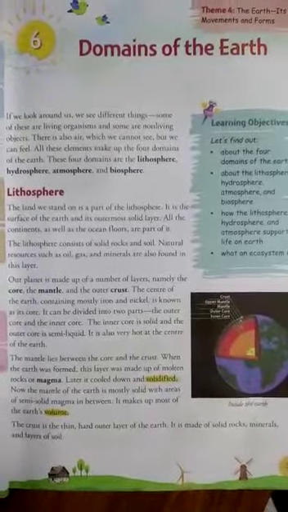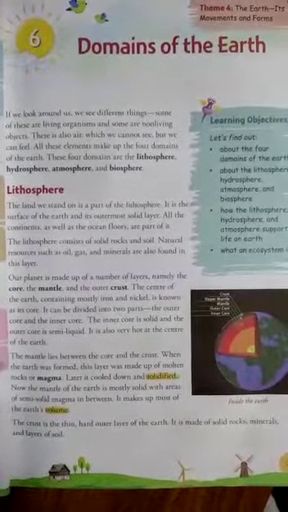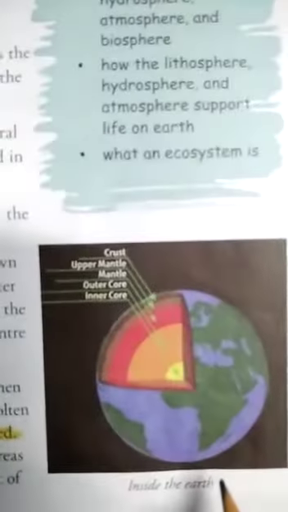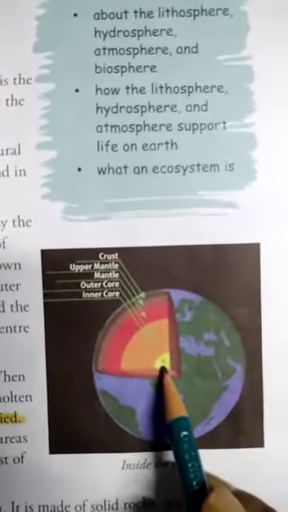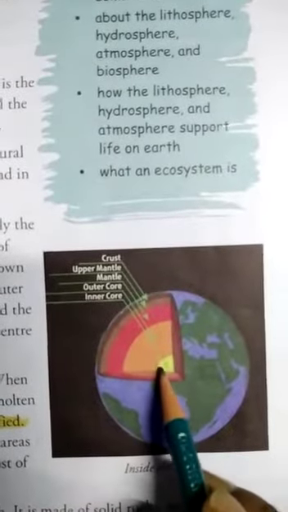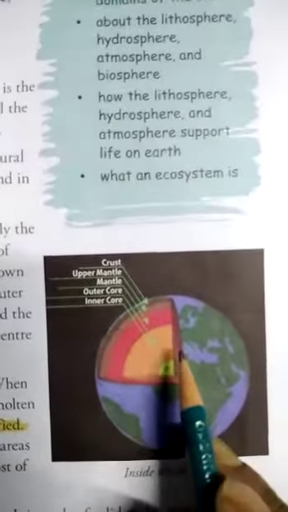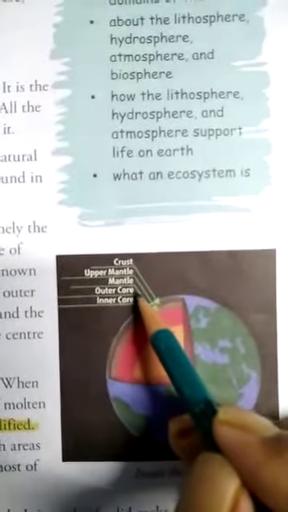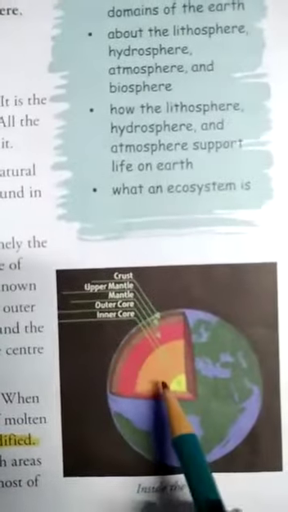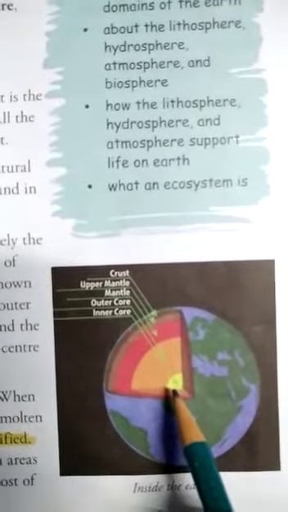Our planet is made up of a number of layers, which are basically core, that is the innermost layer of the earth. If you look at the image, you can see this part, that is the core, which is further divided into two parts. You can see outer core and inner core.